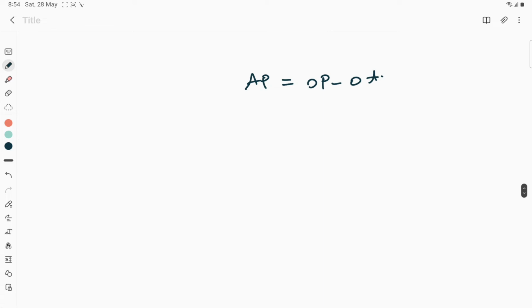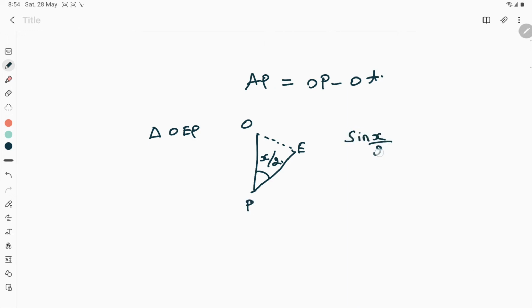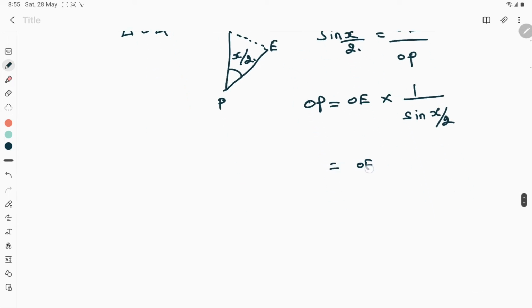So I am drawing that OEP triangle separately. This angle is x by 2. Okay, this is OEP. So apply sine x by 2, which is nothing but opposite by hypotenuse. This is nothing but OE by OP. So OP can be written as OE into 1 by sine x by 2. So it is OE into cosecant x by 2.